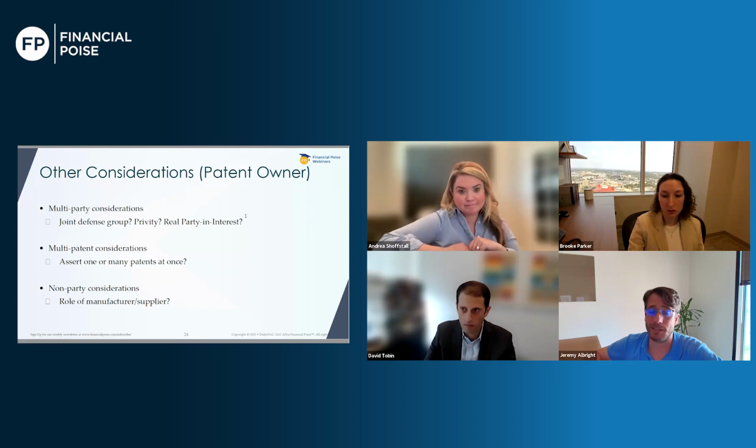For instance, and this is a simple example, a defendant has to file for any inter partes review of a patent within 1 year of that defendant or any of its real parties in interest or privies being served with a complaint alleging infringement of that patent.